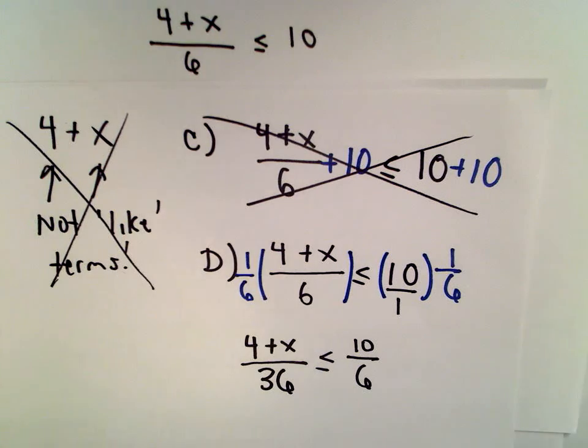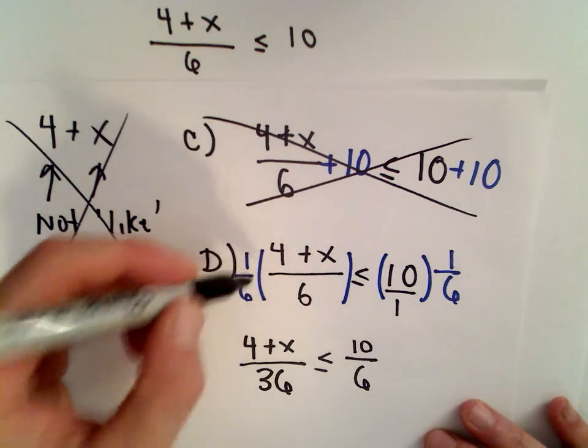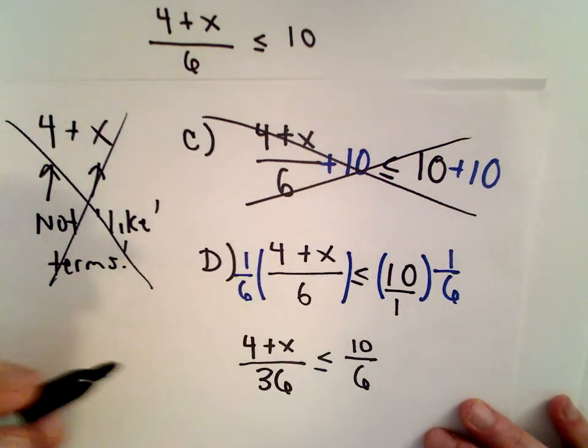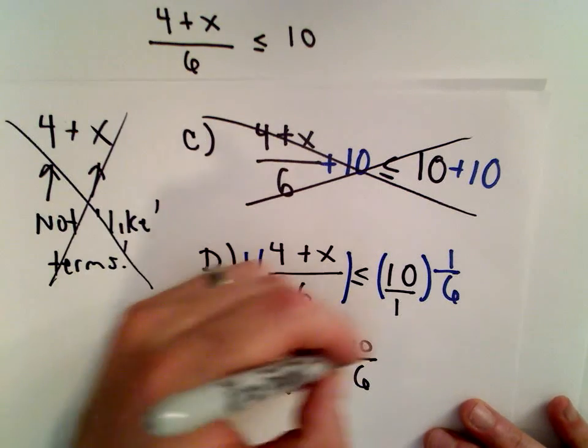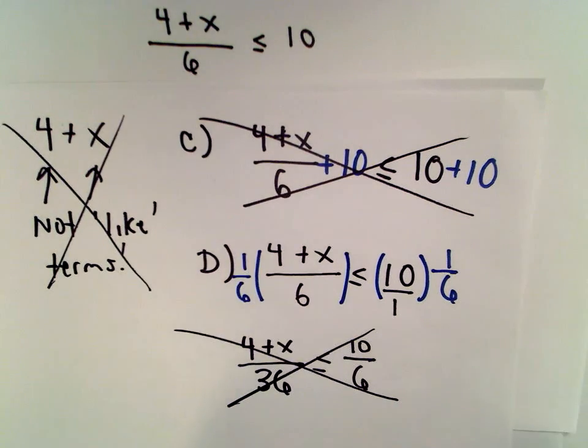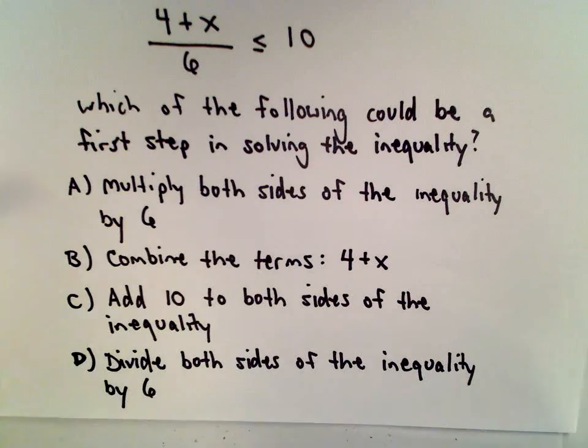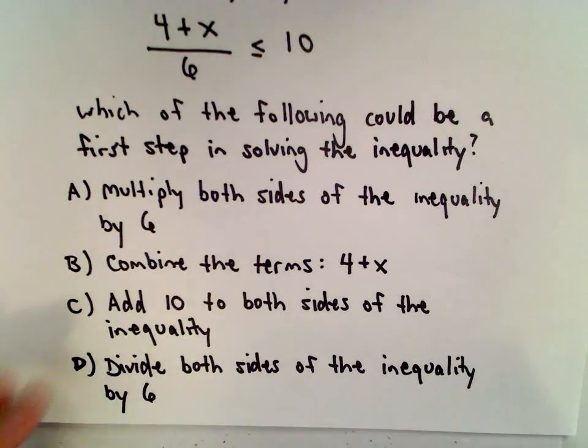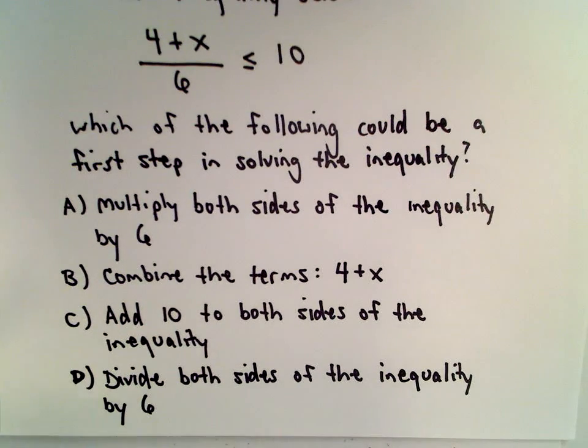So again, while it's technically correct, you could multiply both sides by 1 over 6, it's not doing anything to help simplify. So it definitely looks like in this case, multiplying both sides of the inequality by 6 would be a great first step.